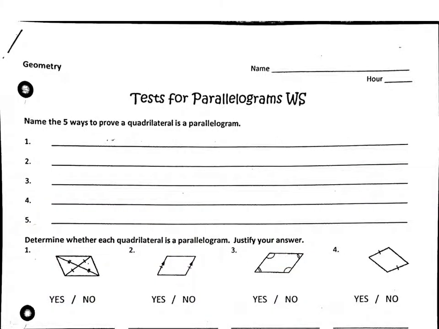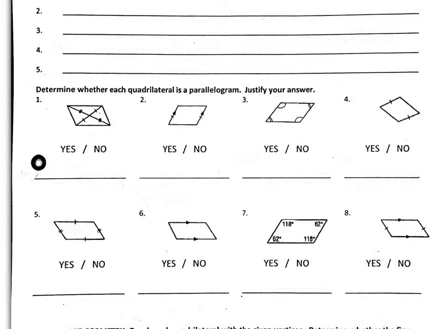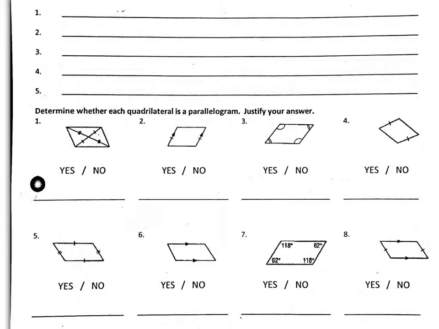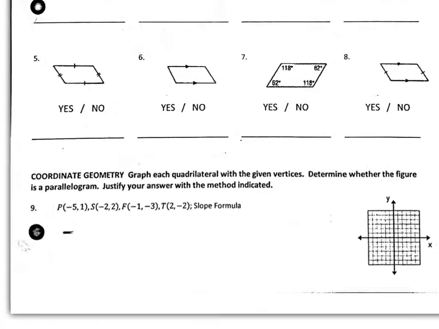Okay, for 1 through 5, all you're doing is copying what we wrote as the notes in the beginning of the notes section. You're determining whether or not 1 through 8 is a parallelogram or not based on the markings that they've given you. Compare that to 1 through 5. You have to have one of those 1 through 5 reasons to say it is. I'll give you a hint. 3 of those are a no, 5 of them are a yes.